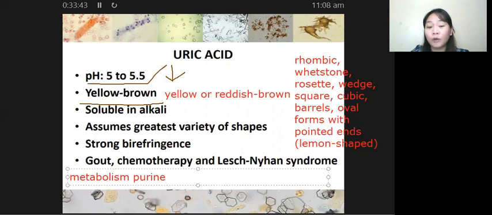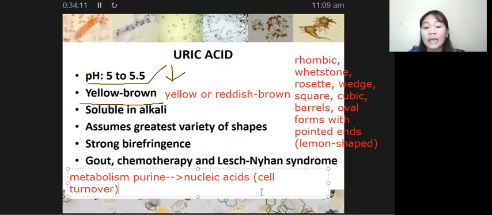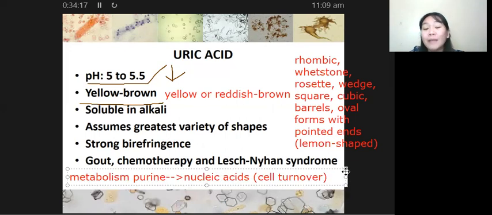Saan natin nakikita ang purine? Remember, nakikita po 'yan sa ating nucleic acids. So, kailan nagkakaroon ng increase in nucleic acid sa katawan natin? If there is an increase, this is a result of an increase in cell turnover. So, ibig sabihin, maraming cells ang namamatay, maraming cells ang nasisira. Just like in the case of your chemotherapy.